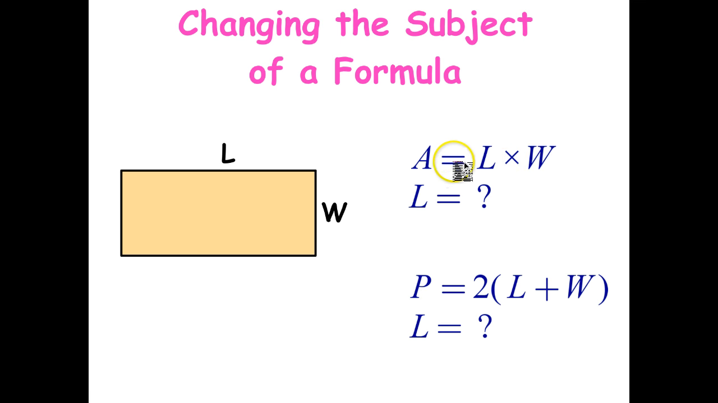So to change the subject of a formula, instead of finding out what the formula for A is, we want to rewrite that and find out what the formula for L is. Similarly, here's the formula for the perimeter of a rectangle. We can rewrite that to find a formula for the length of a rectangle, assuming that we know the perimeter and the width. Okay, let's get started.